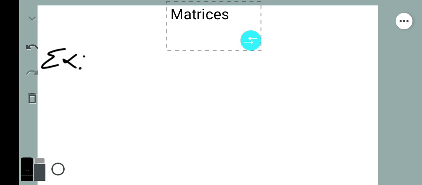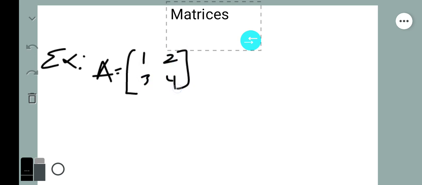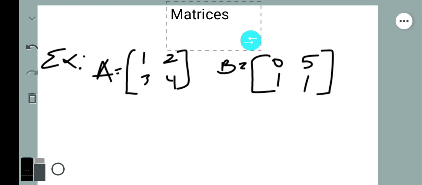Let's say matrix A is a 2 by 2 matrix: 1, 2, 3, and 4. Let's give another matrix B, also a 2 by 2 matrix: 0, 1, 5, and 1. These are the two matrices we have here. If I'm asked to find A times B, that is multiplication of A and B, then we can try and solve that problem.